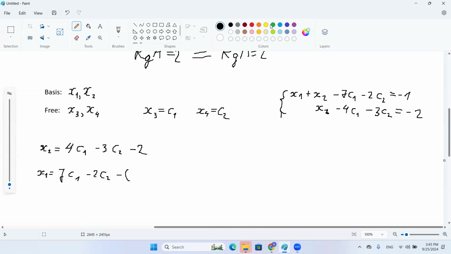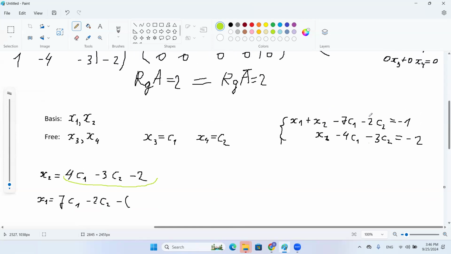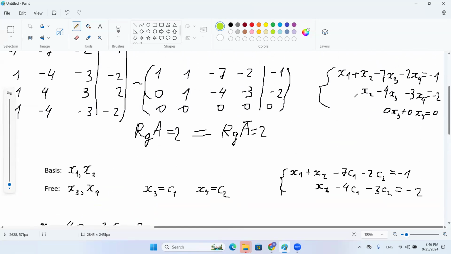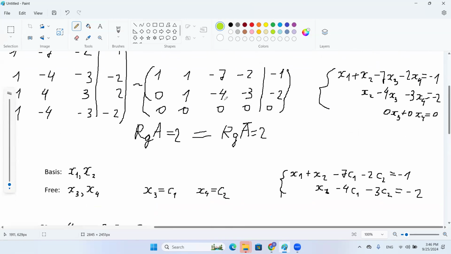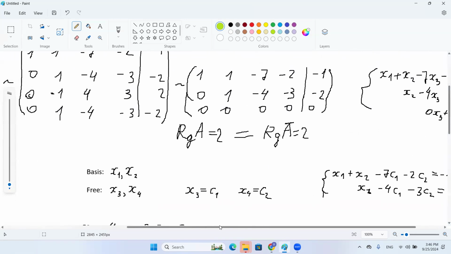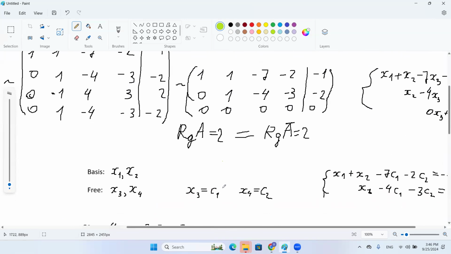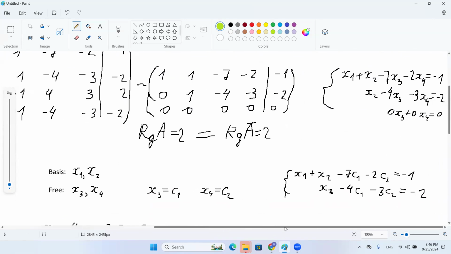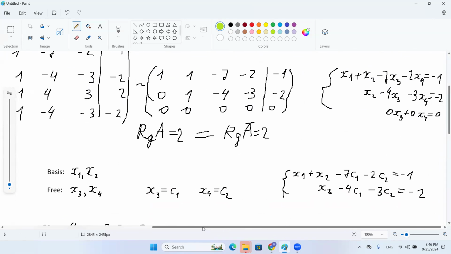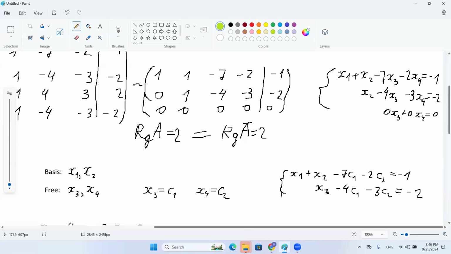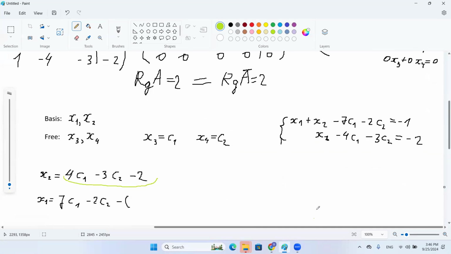Yeah, Daria, and you have a question? Yes. Shouldn't it be plus 3c2? When we write x2 equals, almost the last row, so 1, 4, minus 3, or did you mean something else?